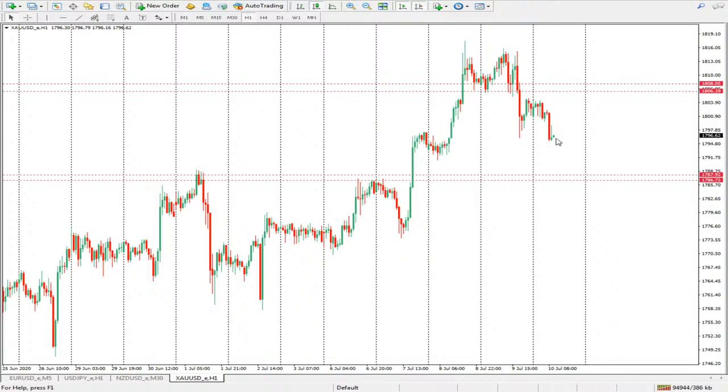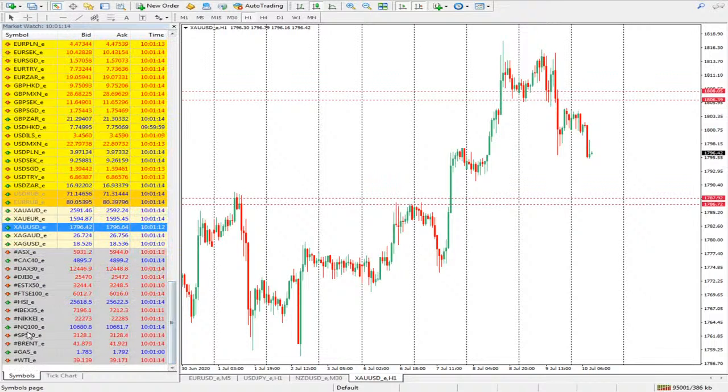1787.92. So if the price pulls back maybe up to this level, then this should be the correct place to sell from. This will be the ideal place where you want to sell from, up to 1787.92, 1786.72. So wait for that pullback, and then you pick a sell position up to this point, 1787.92.